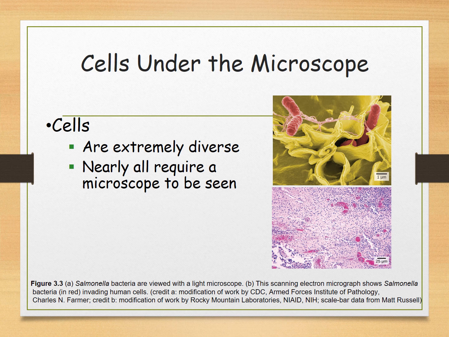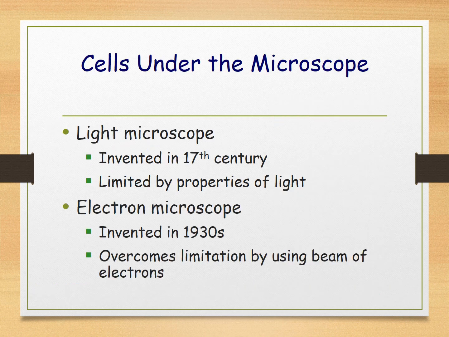If you look at cells under the microscope, you notice that they're very diverse. And we've already looked at some cells this semester. For instance, we looked at onion cells, we looked at cheek epithelial cells, and cells are really diverse, and nearly all of them require a microscope to be seen. The light microscope was invented in the 1700s, and its magnification properties are limited by the properties of light. In the 1930s, the first electron microscopes were invented. This overcomes this limitation by using beams of electrons to illuminate the specimen instead of wavelengths of light.